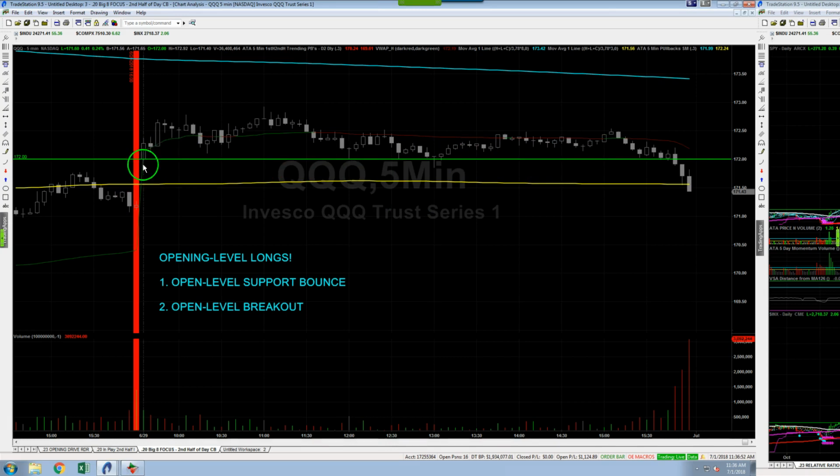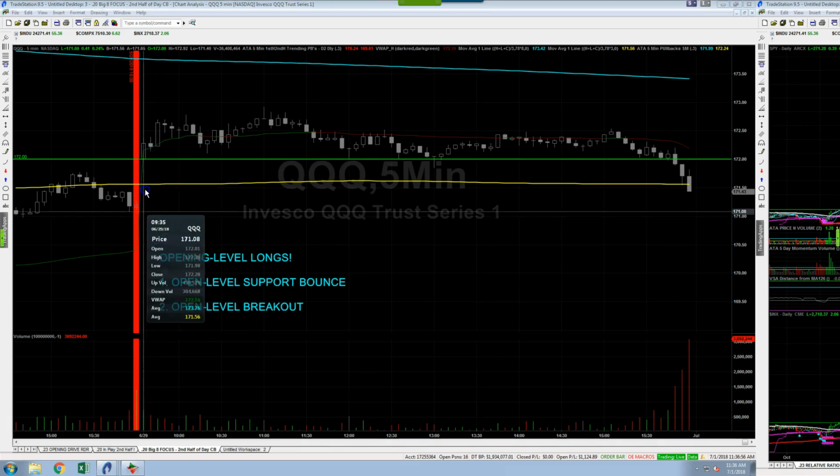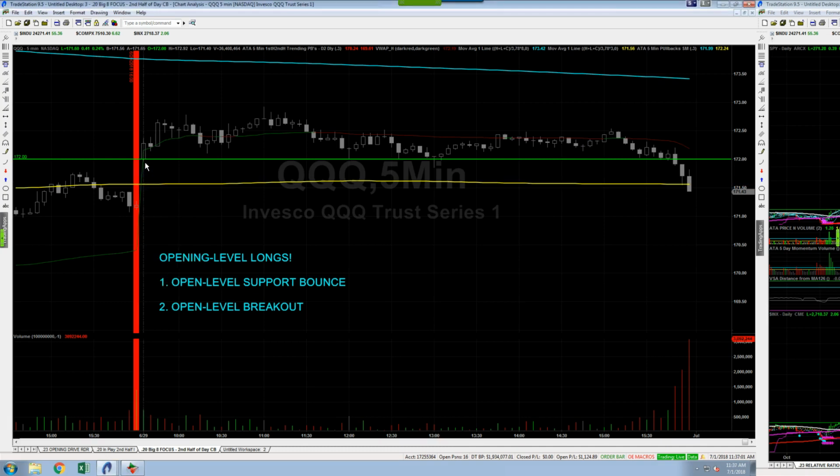As you can see, the whole market, the Qs and the rest of the market, gapped up higher on Friday morning, and we opened right here, guys, at 172.01. So we're going to call it 172. This green line, which is the opening price, 172 for the Qs, is the magic line all day. That's our opening level, and in terms of these day trade opportunities, this is what we're looking for. Everything is based upon that level.